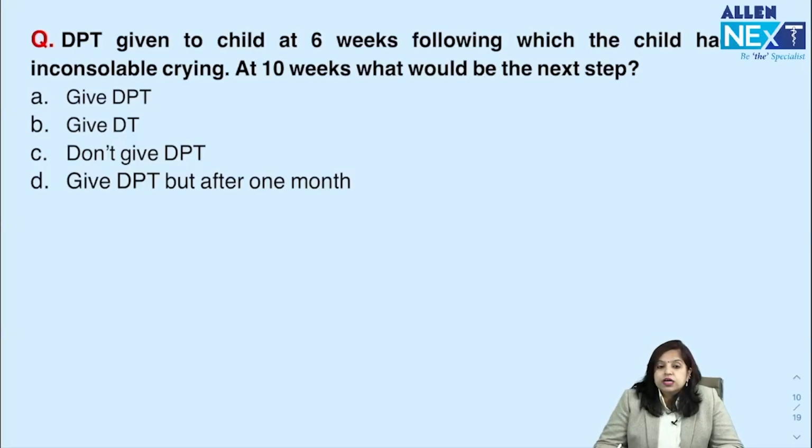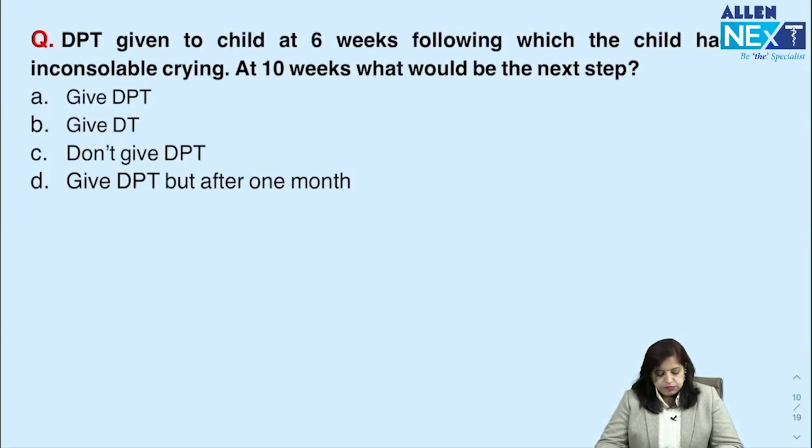Right, so do we give DPT again? Do we give DT, that means omit the pertussis part? We don't give DPT at all, or we skip a month and then give DPT after 1 month. So these were the options which were given to me on recall. If we see this question, this was a very straightforward question. I'm sure many of you must have got it right.